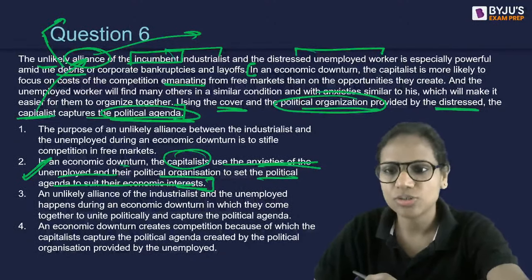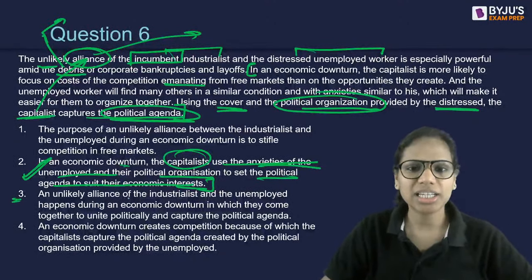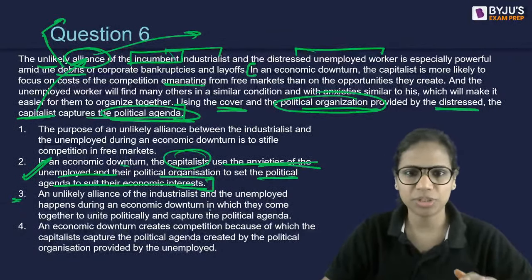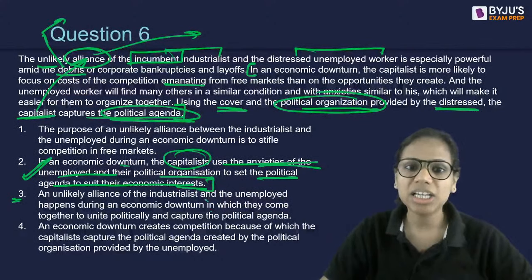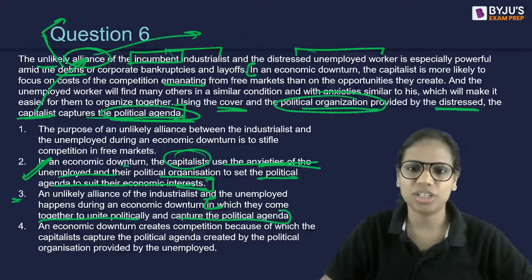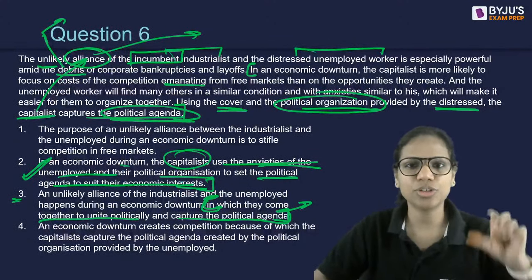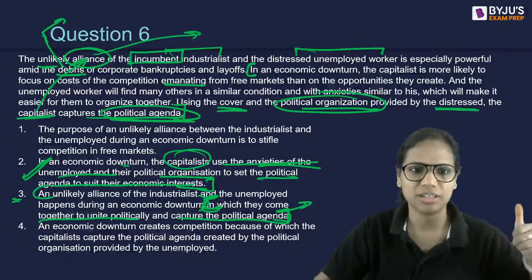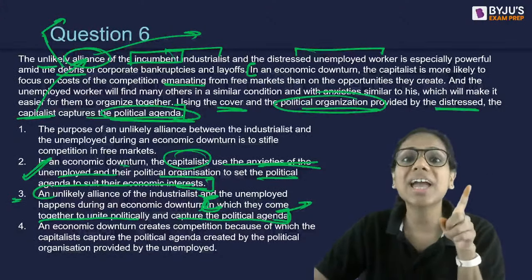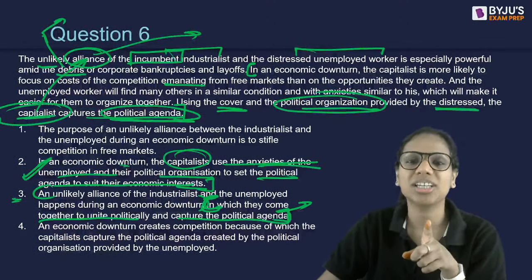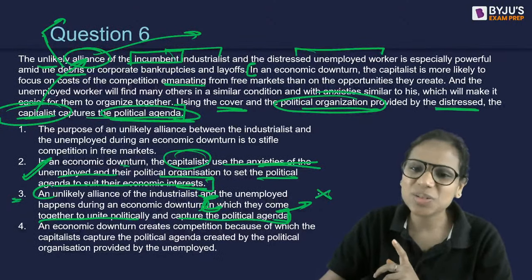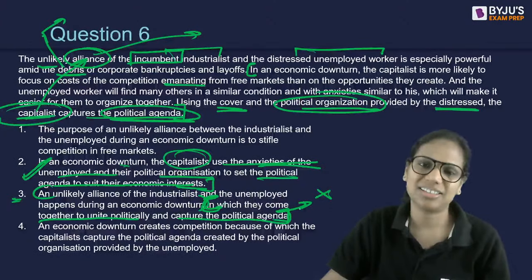I got three also as a response. So an unlikely alliance of the industrialist and the unemployed happens during an economic downturn in which they come together to unite politically and capture the political agenda. This part is erroneous. The first part was fine. Till here, it's fine. Right? They don't come together to capture the political agenda. Who is capturing the political agenda? The capitalist only. Capitalist ka hi fayda ho raha hai, ultimately. Theek hai? So, this latter part is incorrect.